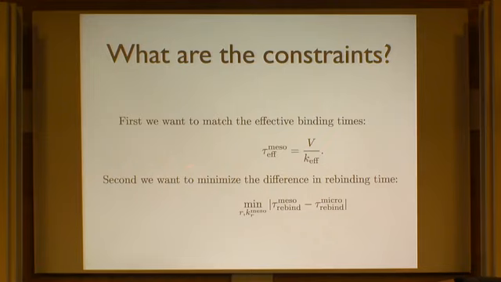The second thing we do is say that we want to minimize the difference in rebinding time. We know that in the local case, the mesoscopic rebinding time approaches the microscopic rebinding time, which tends to H star. So we certainly wouldn't want this to be worse in this non-local case. So we're saying that this difference should be as small as possible. We want to approximate this as well as possible.